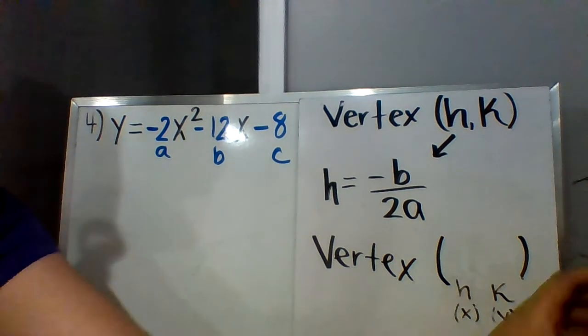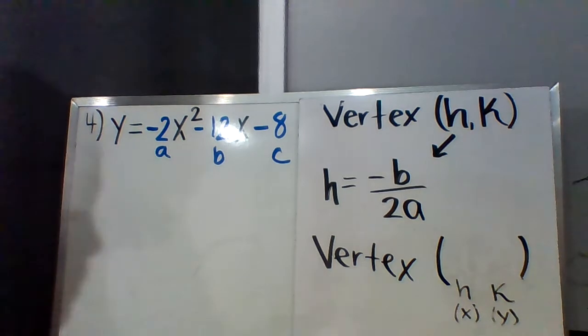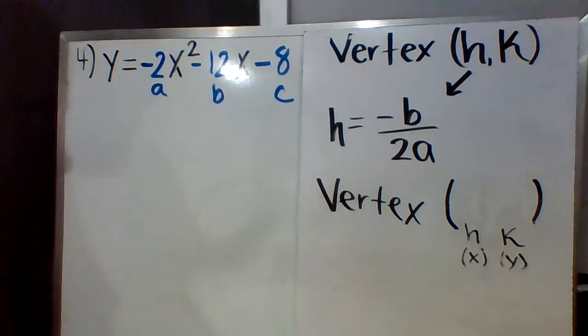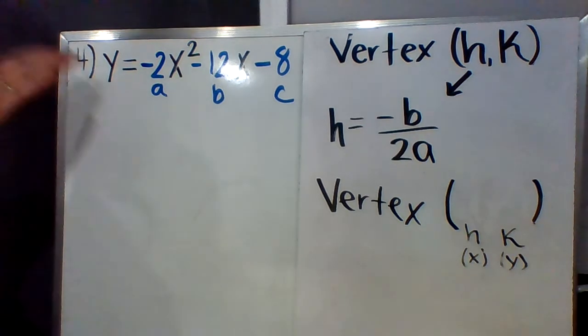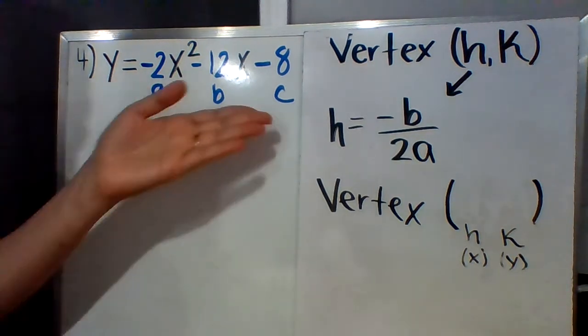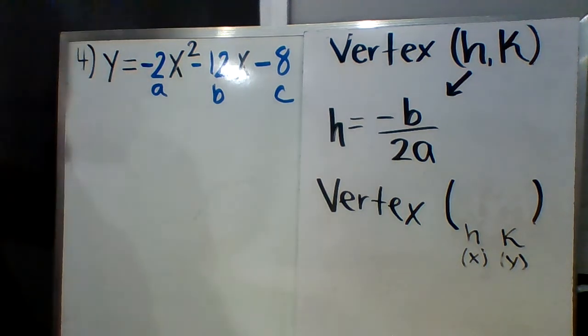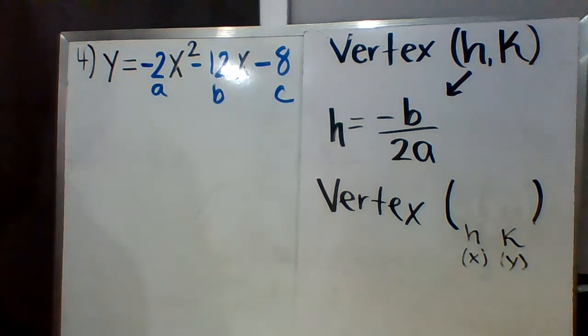Okay, this is problem number 4. And for this problem, let's start off with getting that vertex. I already went ahead and labeled it A, B, and C the way we have been. Hopefully you're doing these problems on your own and just checking with me in this video to see if you did it correctly. You should be practicing this by yourself at this point, so please do give it a shot.